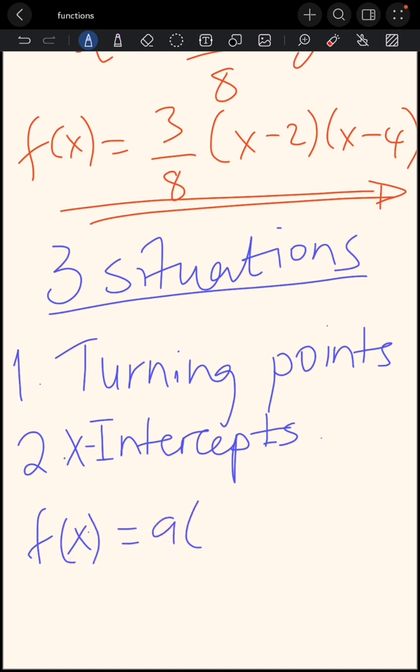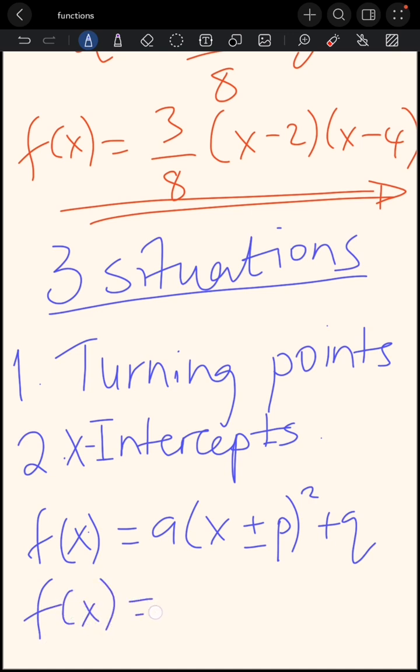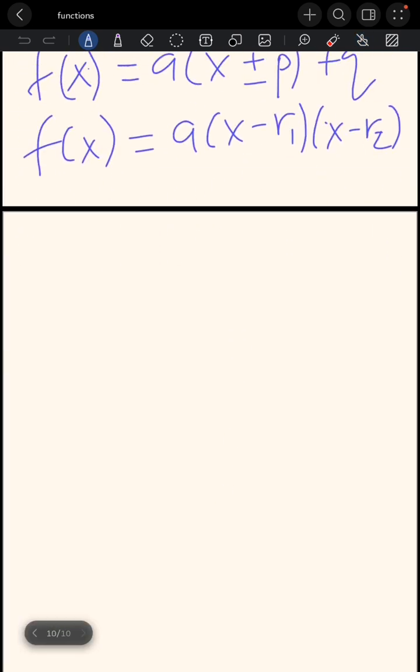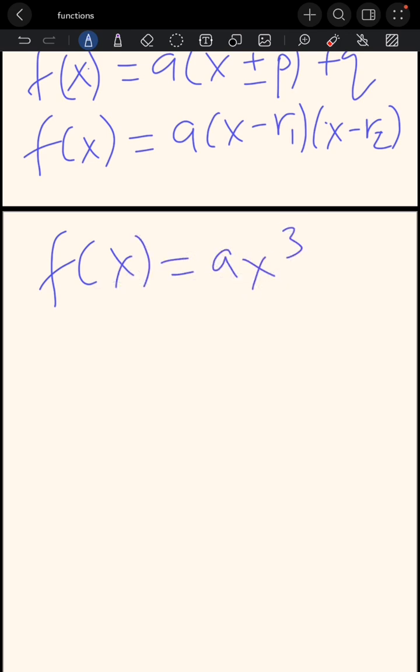Okay, and then when we're given the turning points, we use this formula: f of x is equal to a(x plus or minus p) squared plus q. When we're given the x-intercepts, we use f of x is equal to a(x minus root 1)(x minus root 2). Okay, and then the other instance is where our graph does not cut at any point on the y-intercept, such that f of x is just going to be ax cubed. It can cut the y-intercept but not at any point.